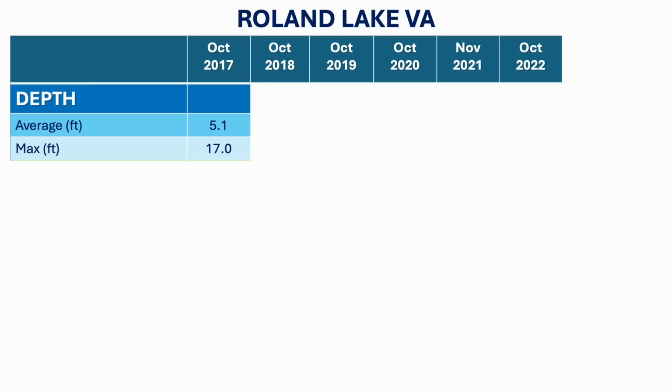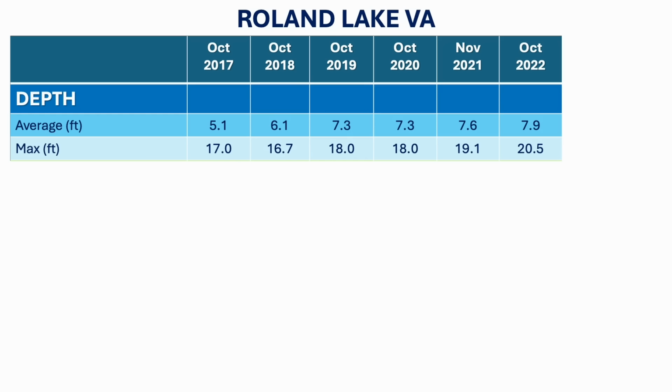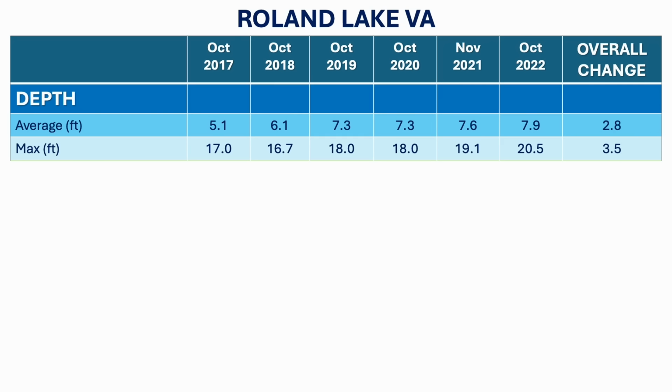We do that same measurement and calculation every year, and you'll see that by October 2022, the average depth of the lake had increased to 7.9 feet, and the maximum depth had increased from 17 to 20.5 feet. That means the overall change was 2.8 feet in average depth and 3.5 feet in maximum depth. Remember that the data is normalized every year against a fixed benchmark, so any change in water level can be adjusted for. Although at this reservoir, the water is pretty much always at the same level at the spillway.